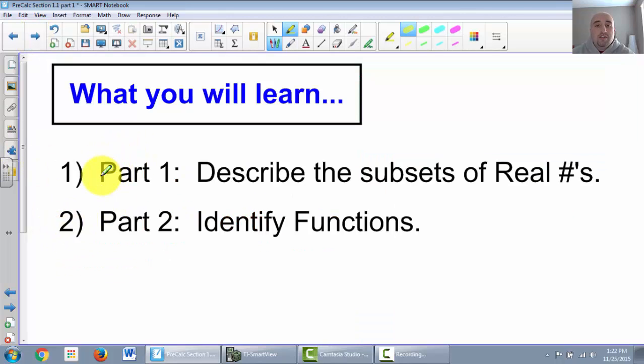Part 1, there's two parts of this section. Part 1, we are going to describe the subsets of real numbers, so the sets of real numbers that are smaller and more narrow. And in part 2, we're going to learn how to identify what a function looks like. Okay, and you actually probably talked about this in Algebra 1, but we're going to get into this a little more in depth in pre-calc. Okay, so let's get started.